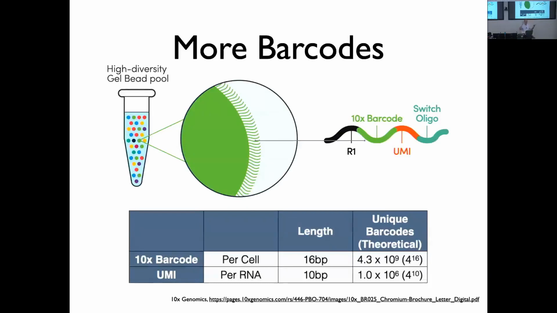It just happens that we have a relatively small set of, 1 million different UMIs. And so you might have the same UMI associated with different genes within a given cell, but it's unlikely that you're going to have 2 different UMIs associated with 2 different RNA molecules from the same gene in a given cell.